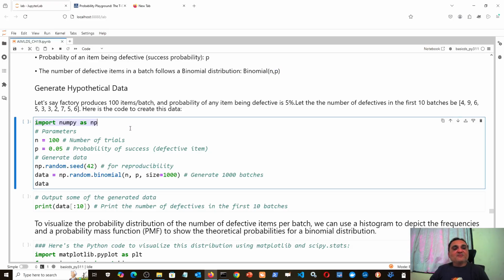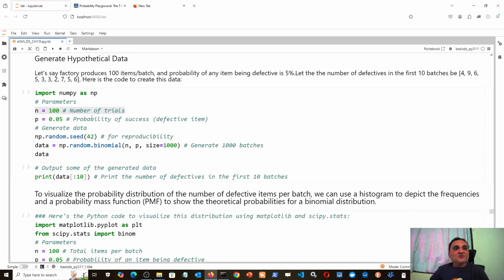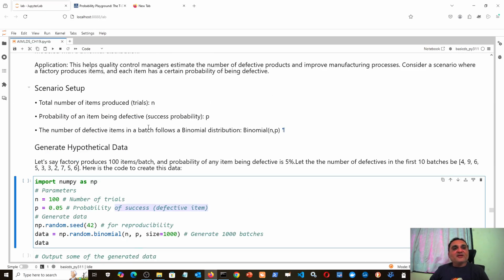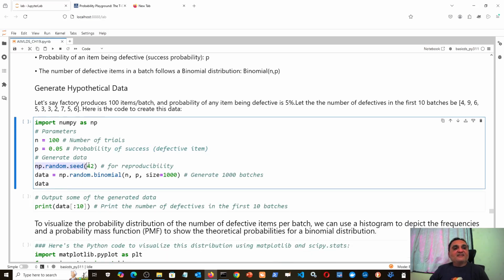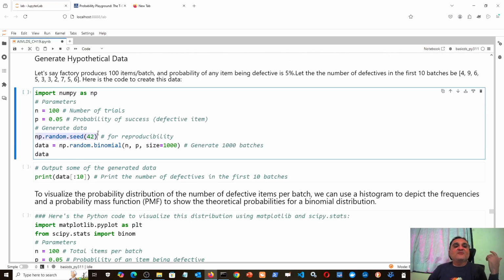How to create it? So import numpy as np, take n equal to some number, the number of trials, that is the total number of items which are produced. Take the probability of success as 5%, that is the probability of finding a defective item. Then generate data, so np.random.seed, that is just for reproducibility. Even if you don't keep this, the data would still be generated following binomial distribution, but when I execute the same code again after restarting the kernel and so on, it might generate different data. All will be following binomial distribution, but the data points will be different. So this seed keeps the same data being generated on every execution of this code.